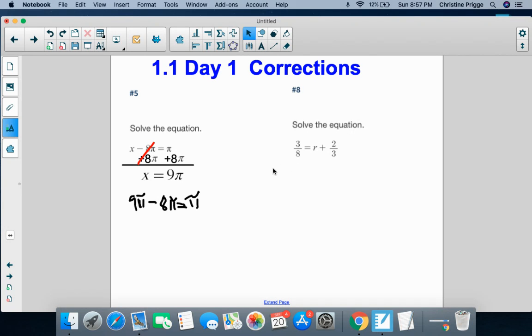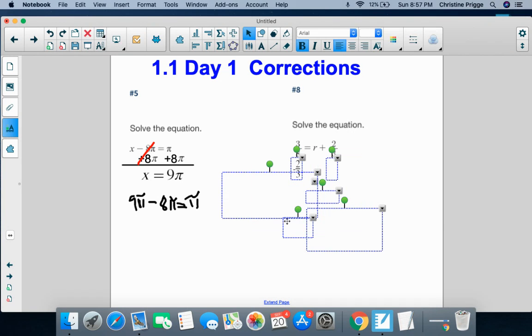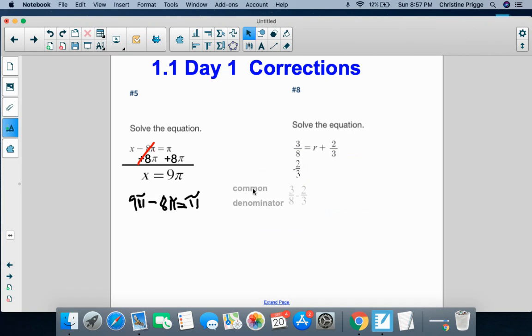I've got a lot of stuff going on here. I've got to find what I actually put in here. Here we go. I've got no common denominator, and I need to subtract 2/3 on both sides of this equation.